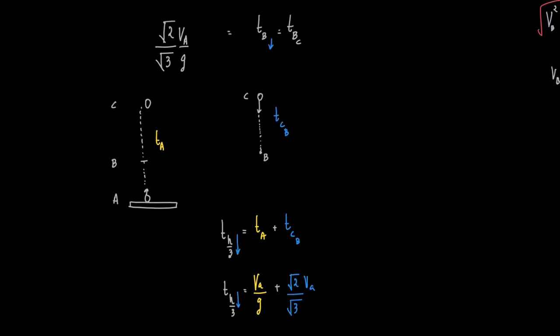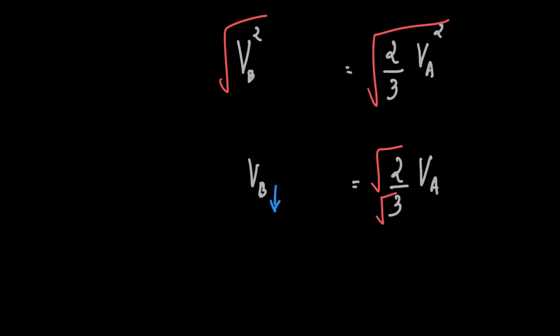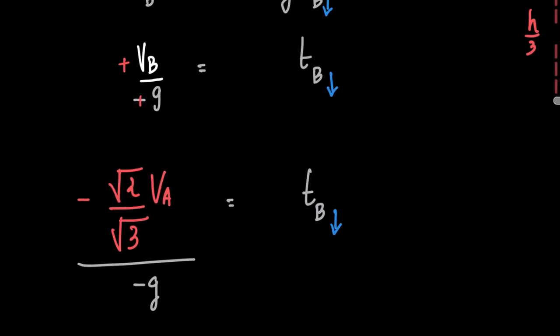Are we done? No, because the point is not to find out the velocity, it is rather to find out the time at the corresponding velocity, right? That is where we have this equation. VB by G is equal to TB. What is VB? We just found out to be root of 2 by root of 3 VA, but are we missing something here?